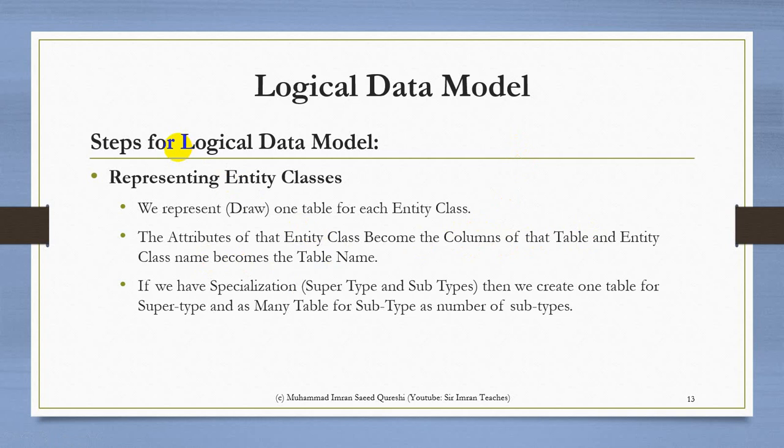So we take the entity class and we convert it into a table. Now if we have specialization, like supertype and subtype, then we create one table for the supertype and as many tables for subtypes as the number of subtypes. If you have 2 subtypes, then you will create 2 tables for the subtypes. If you have 3 subtypes, then you will create 3 tables. So this is how we represent the entity classes, right? The weak entity class, the strong entity class, every entity class will become a table.